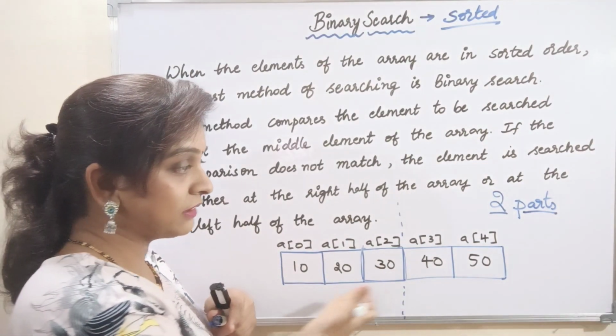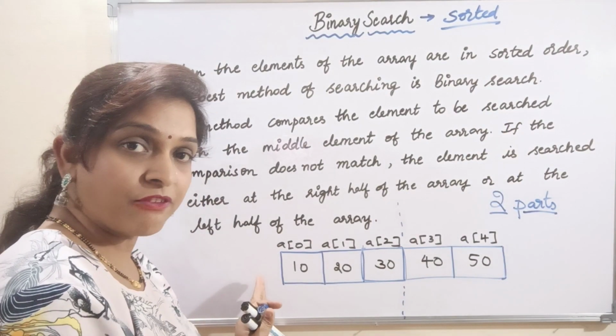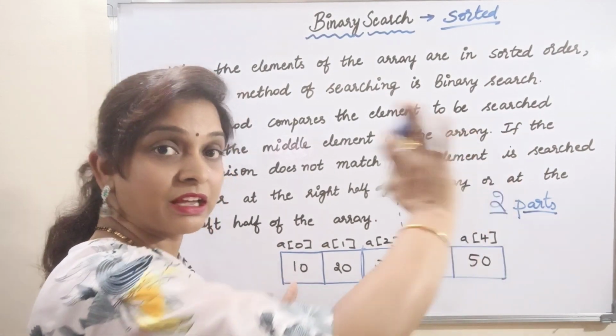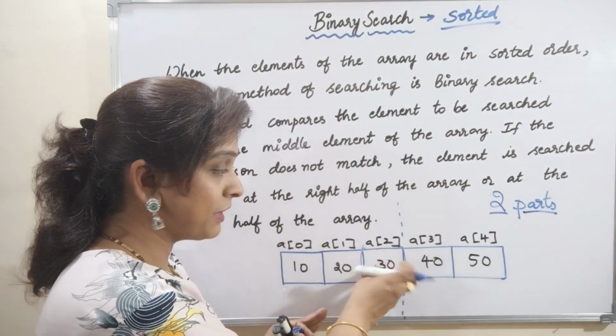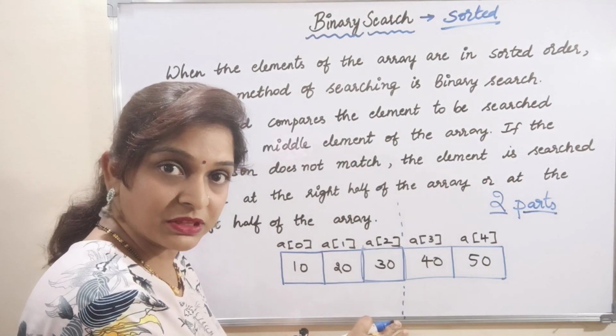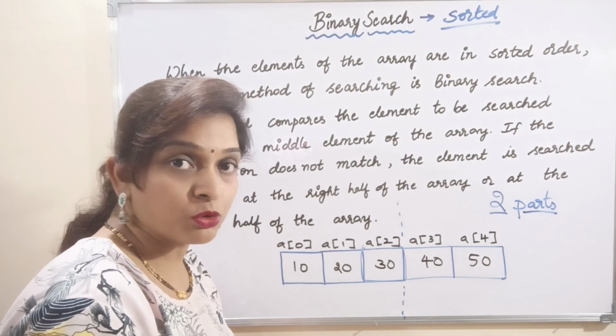And all the greater elements will be towards the right. Lesser will be towards the left and greater will be towards the right. So when I compare the search element with the mid element, if the search element matches the mid element, I'll simply grab the position. If not, I need to do one more thing.